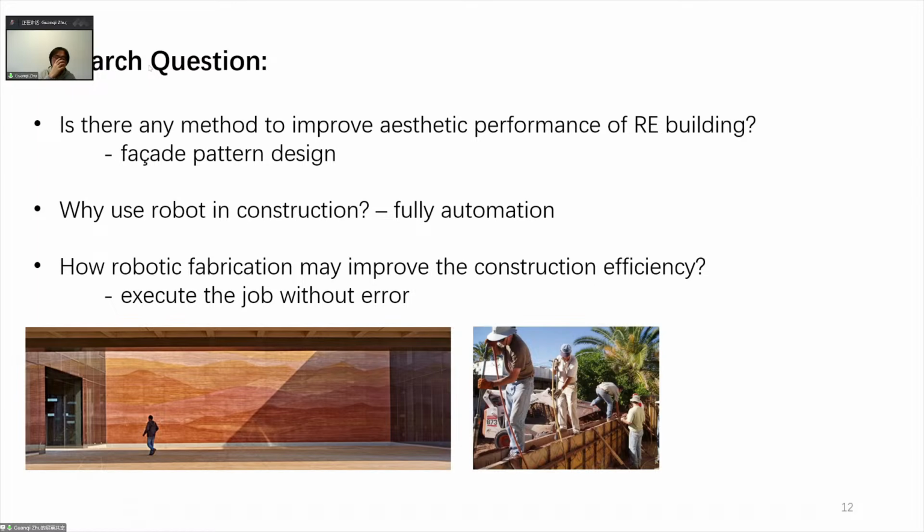So why use robotic arms and robotic fabrication? Because we can always see there are a lot of good advantages for robotic arms. It's smart, the whole process is fully automatic, and it will never make mistakes like human beings. And how can this improve construction efficiency? We can utilize the robot to do the material distribution, because the robot will not make mistakes as long as your program is correct.